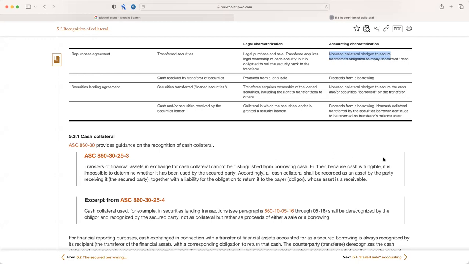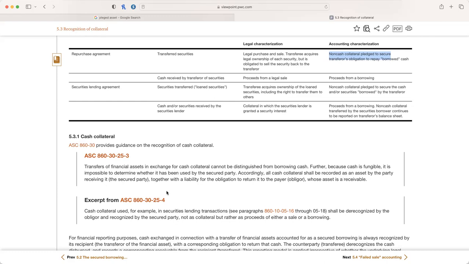So it says further, because cash is fungible, it is impossible to determine whether it has been used by the secured party. Accordingly, all cash collateral shall be recorded as an asset by the party receiving it. And see, it even lists them, secured party. So if it was an asset and I gave it to you to hold as collateral for the loan that I so-called received, then at the same time, you should be able to use that credit as a set off for the amount that they're saying you owe, because it secures them from taking any losses. That is basically what it does.